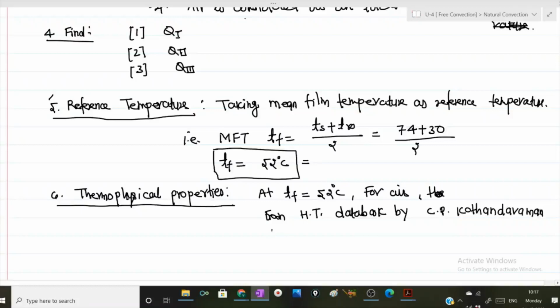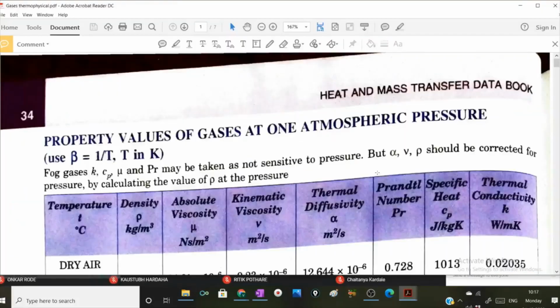And it is on page number 34. Okay. So I have to refer the heat transfer data book. Now once again, let me take the question asked by one of the students in Saturday's class.